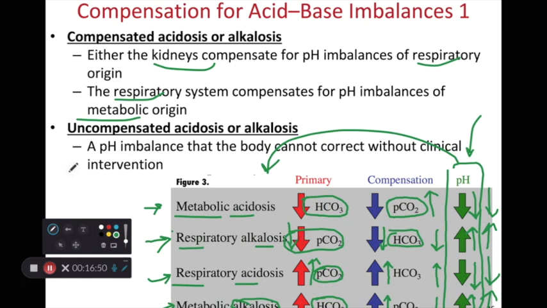If we don't compensate for it, if it's uncompensated, we typically are going to have some kind of clinical intervention if our body can't do it by itself. And if our body can't do it, that's going to be categorized as uncompensated.